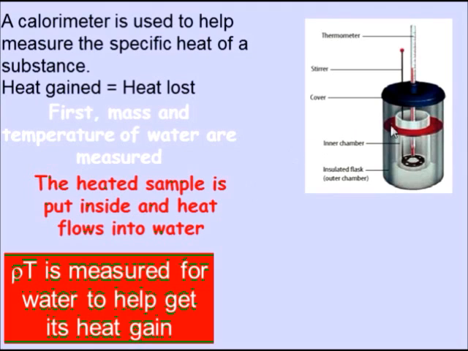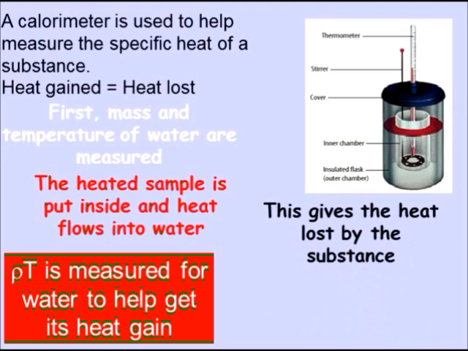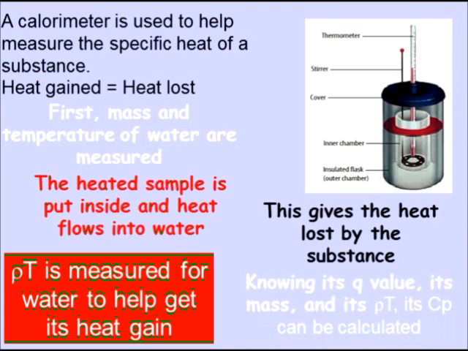Basically, they take the object, stick it in there, burn it, and see how much heat it gives off. However many calories it moves up that specific heat tells you how much energy is in that object. So this gives the heat loss by that substance. Knowing its value gives us its specific heat and how we can determine what it is.